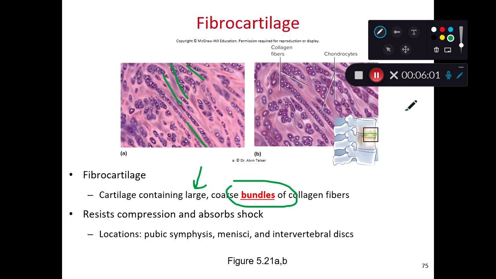And we're going to have fibrocartilage in between all the vertebrae of our body. We have fibrocartilage in our knees within the menisci, and we also have a lot of fibrocartilage at our pubic symphysis, in between the two pubic bones of our body, that allows for some flexion of our pelvic girdle.